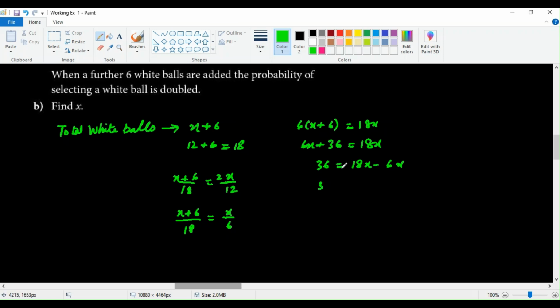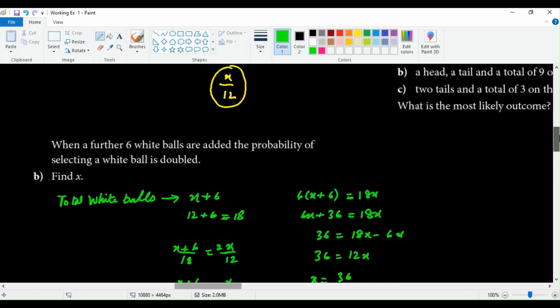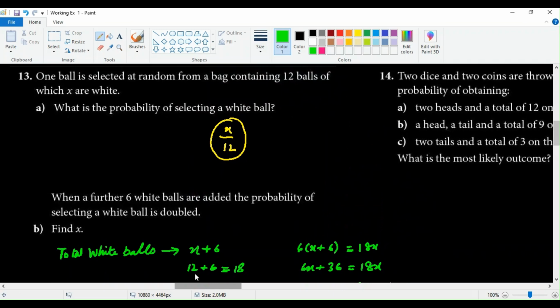Once we solve this, 18 minus 6 is going to be 12X. So X will be equal to 36 over 12. So the final answer is going to be 3. 3 is going to be your final answer for this question. Moving on to question number 14.